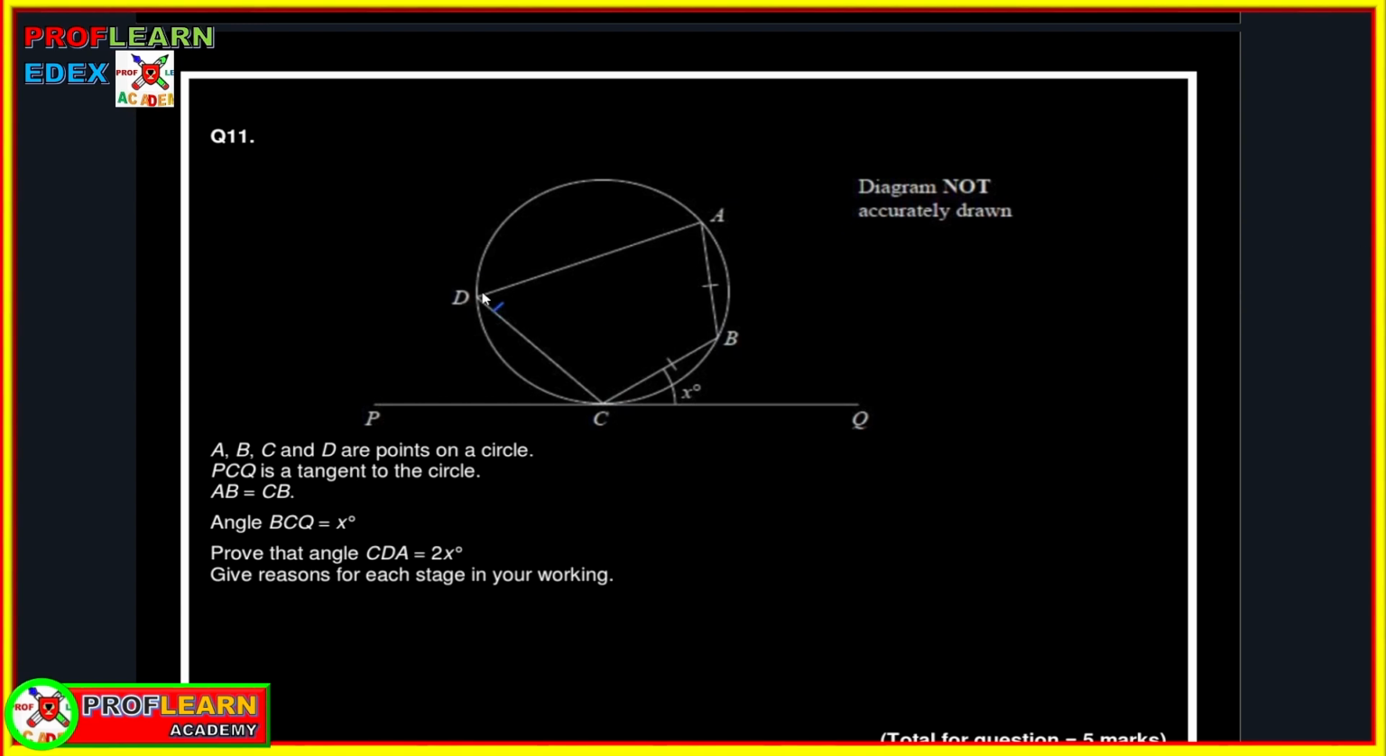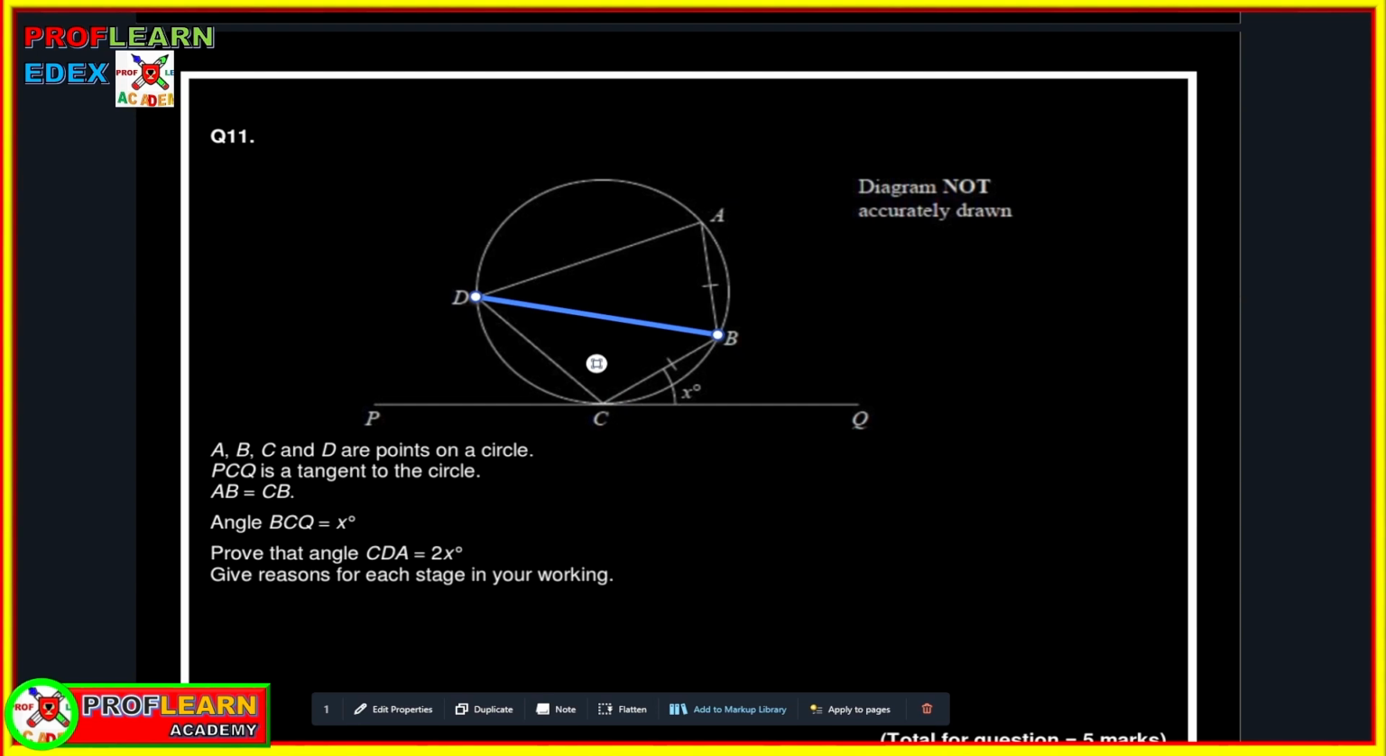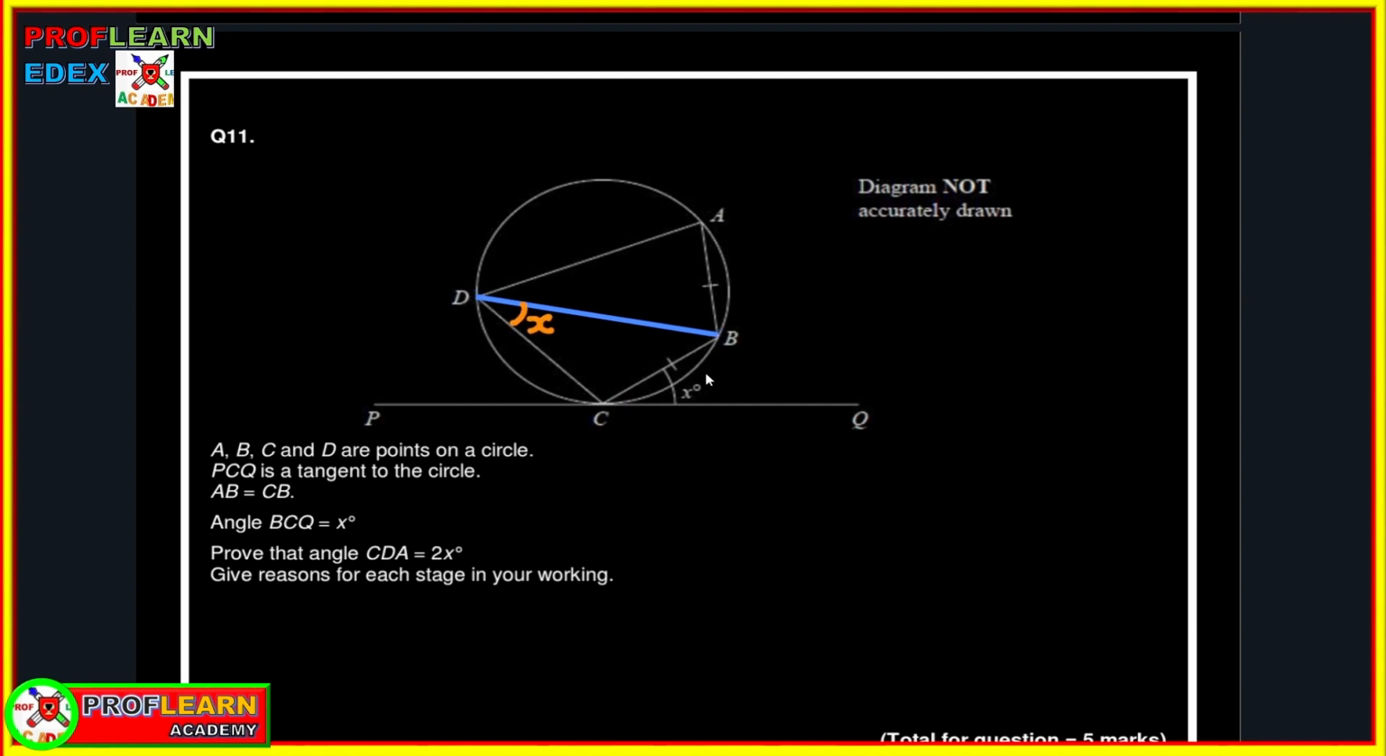In order to work this out, we need to draw this chord here, D to B, and I'm now going to say that this is equal to x because angles in alternate segments are equal. The reason as to why we are saying that is that angles in alternate segments are equal.